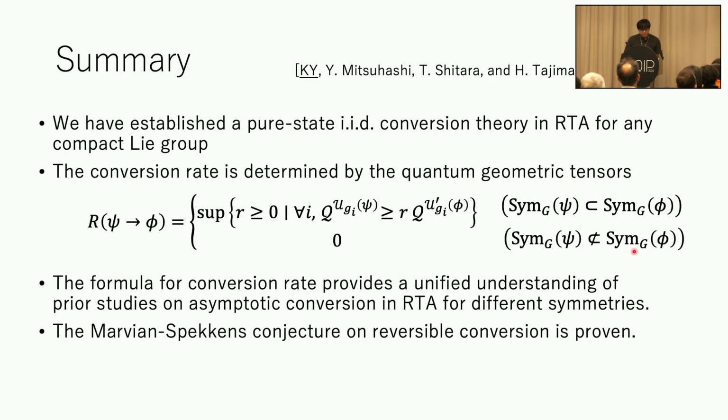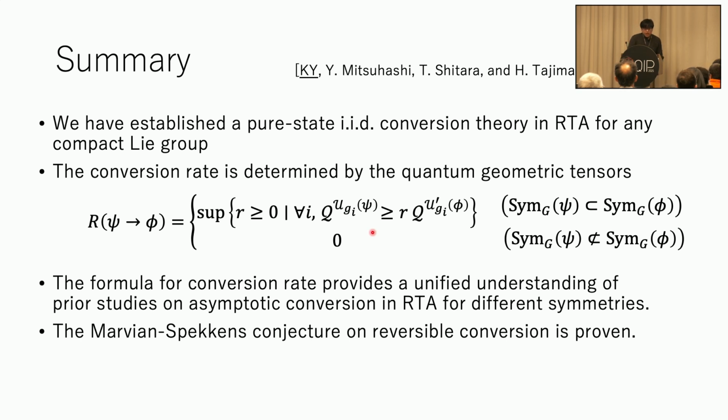So here's a summary of my talk. We have established the pure state i.i.d. conversion theory in the resource theory of asymmetry for continuous symmetry described by any compact Lie group. And the conversion rate is given by this formula, where it is calculated by using the quantum geometric tensor. And importantly, again, there is only a finite number of matrix inequalities, so it's indeed a computable rate.